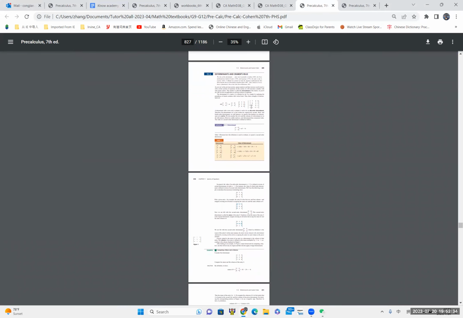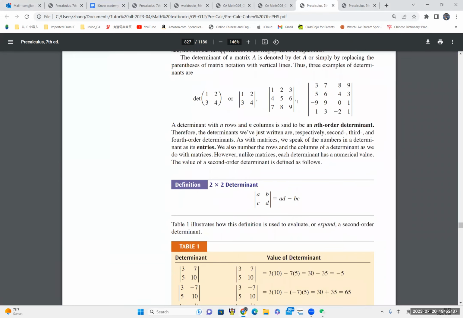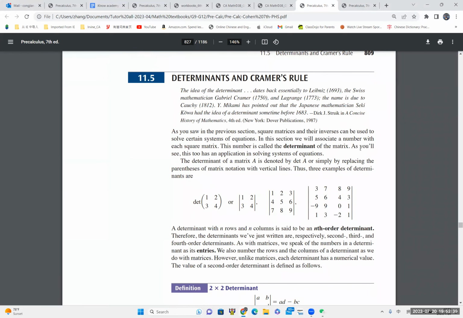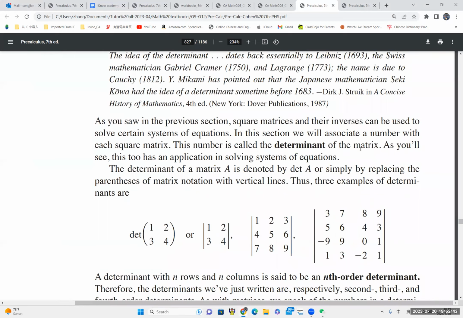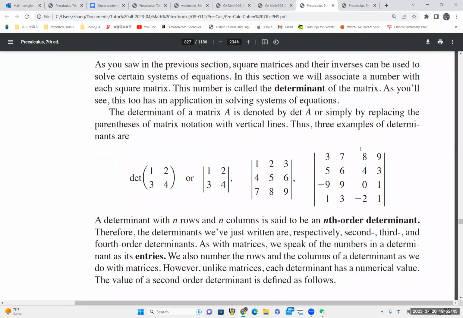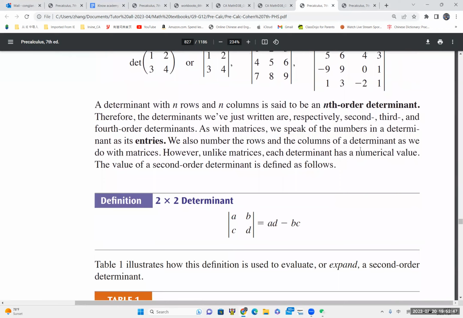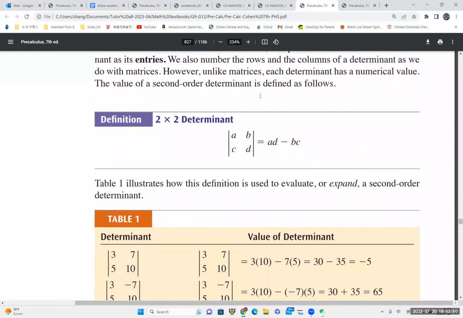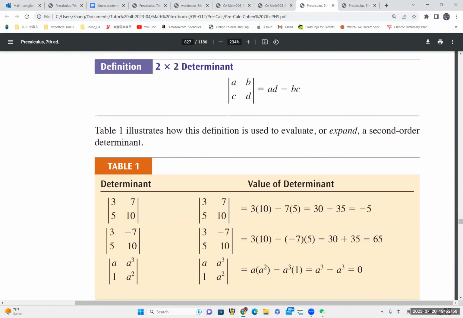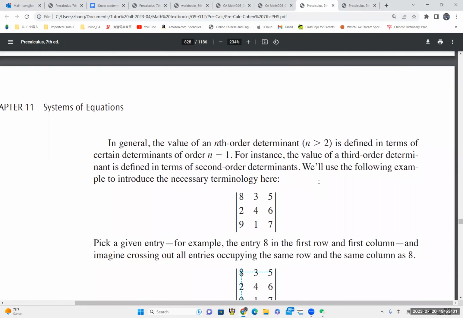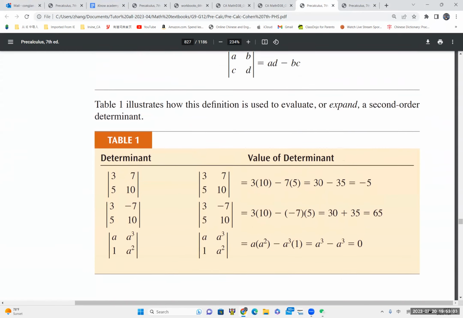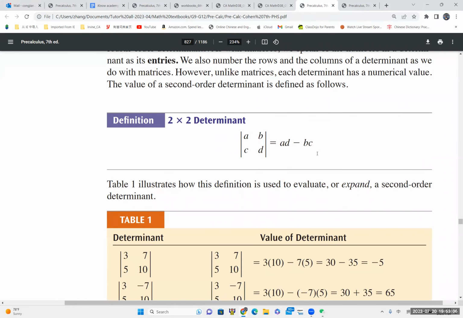11.5. Determinant. Nth order determinant. For 2 times 2, the determinant equals this, just ad minus bc. Only when this is not equal to 0, then it has a solution.